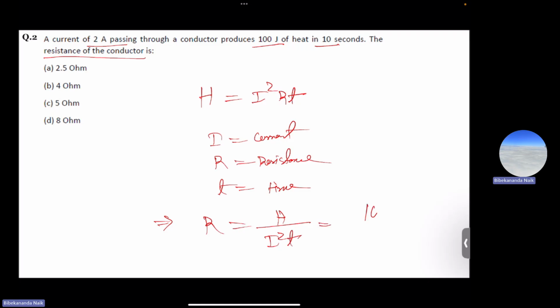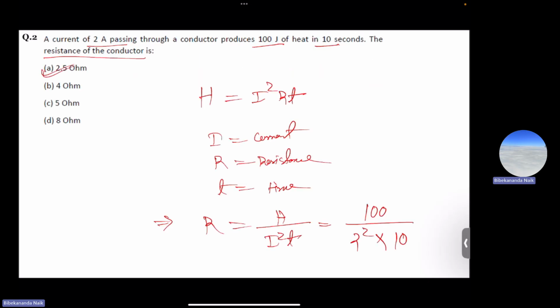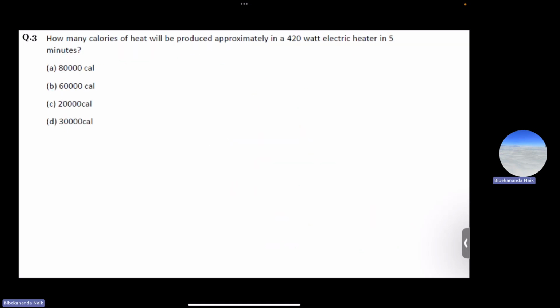H is 100 divided by I square, 2 square, into 10. So R equals 100 divided by 40, that is 2.5 ohm. So the correct answer is 2.5 ohm. Now we move to question number 3.